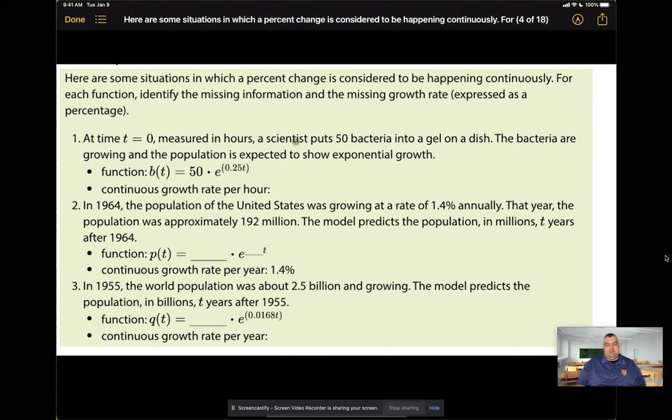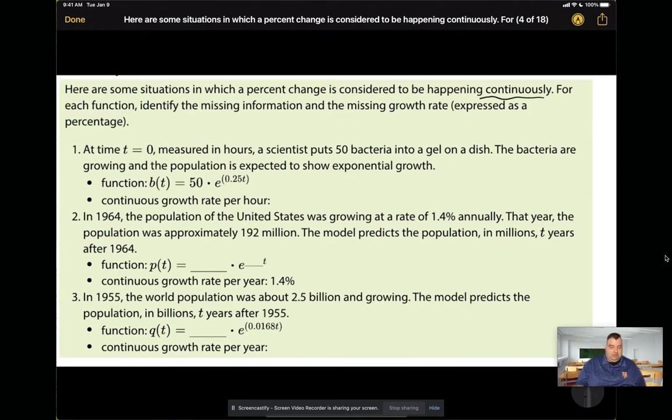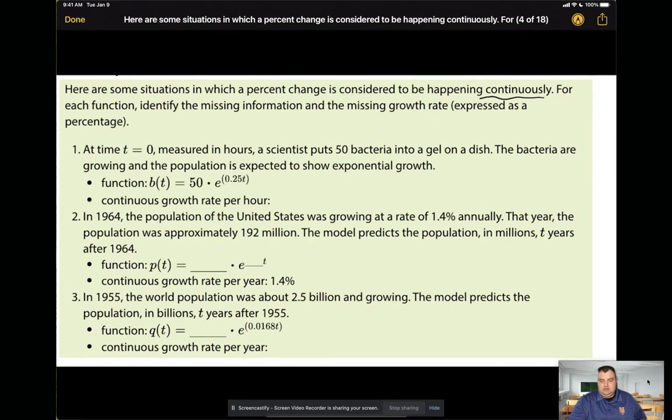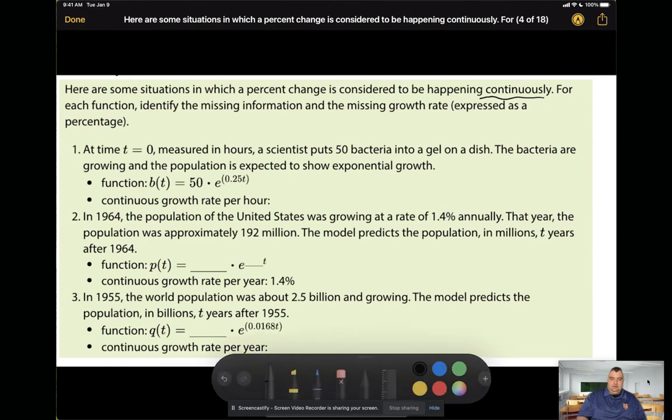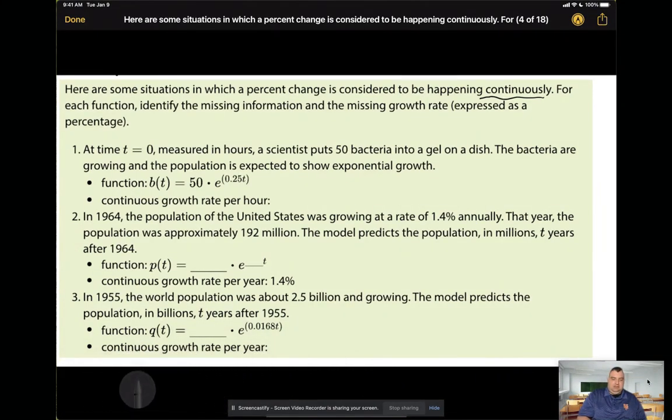So here are some situations in which a percent change is considered to be happening continuously. Okay. For each function, identify the missing information and the missing growth rate expressed as a percentage.